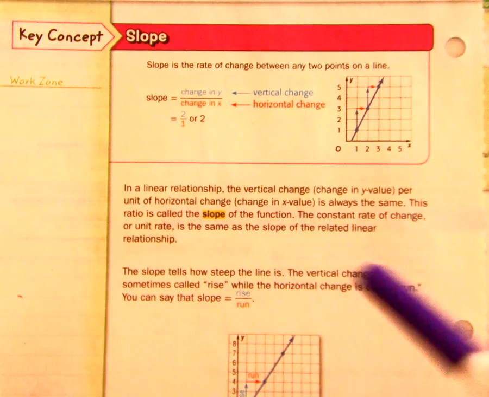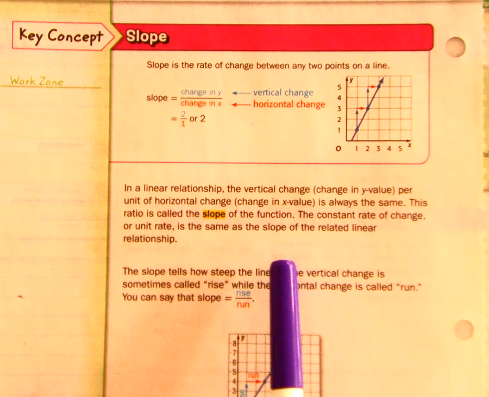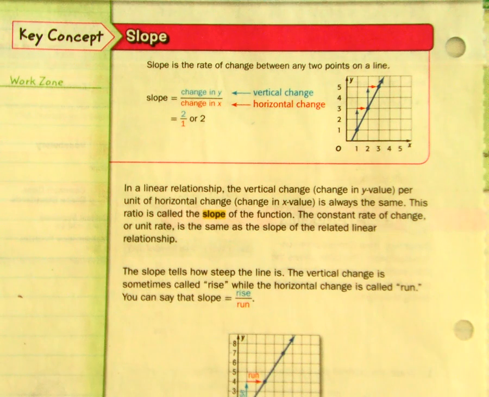In a linear relationship, the vertical change, or the change in the y value, per unit of horizontal change, the change in the x value, is always the same. This ratio is called the slope of the function. The constant rate of change, or unit rate, is the same as the slope of a related linear relationship.